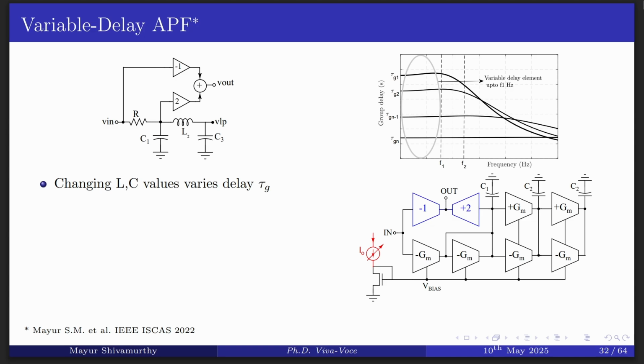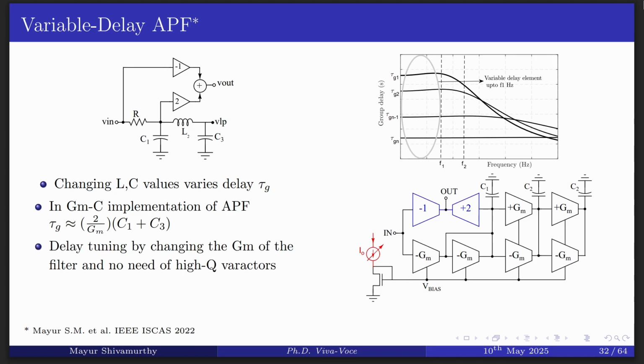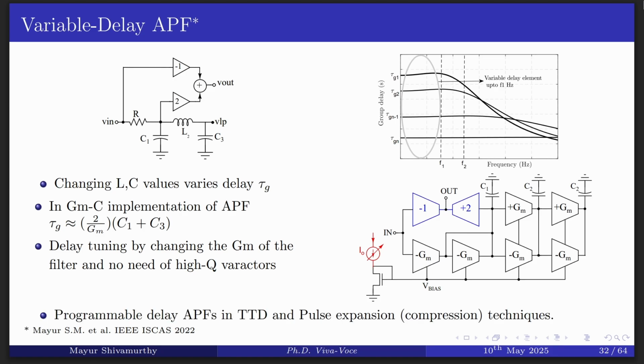So when it comes to the GMC architecture, the value of the delay is varied by changing the GM. For a GMC implementation of the all pass filter, the low frequency group delay can be varied by changing the GM. That GM can be changed by changing the value of the bias current I0. The main advantage is that the delay tuning is done using a lower order all pass filter, and it does not require high quality varactors for changing the delay, and the delay of the filter is varied by tuning the GM. The application of this APF would be in the TTD and pulse expansion and compression technique.